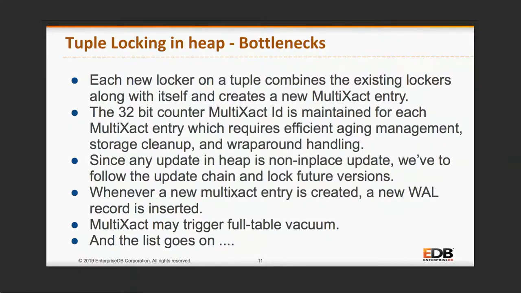Now, the few bottlenecks of PG multixact that I have written here. The first thing is that every time a new locker comes in PG multixact, it creates a new entry. It takes the old locker list, adds it to itself, and creates a new multixact entry for that. And also, since the multixact ID is a 32-bit counter, you need an efficient aging mechanism to handle that. I think you have seen the multixact wraparound problem warnings a few times in your log, if you're dealing with customers. So yeah, we have seen that.